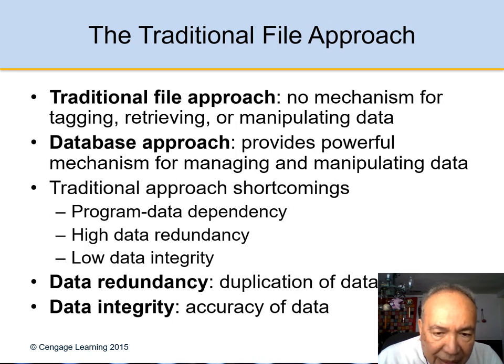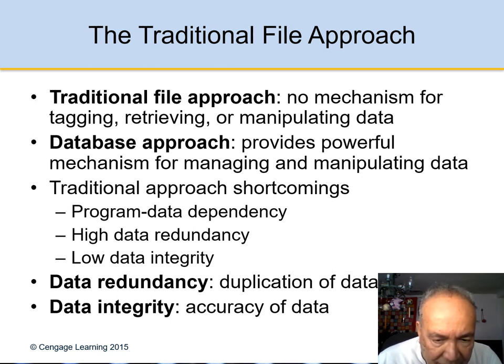So the traditional file approach has no mechanism for tagging, retrieving, and manipulating data. So you have paper and pencil and filing cabinets. But a database provides a more powerful mechanism for managing and manipulating data. The traditional approach has shortcomings: program data dependency, high data redundancy, where you have three copies of the same thing, and low data integrity. Data redundancy is the duplication of the data.